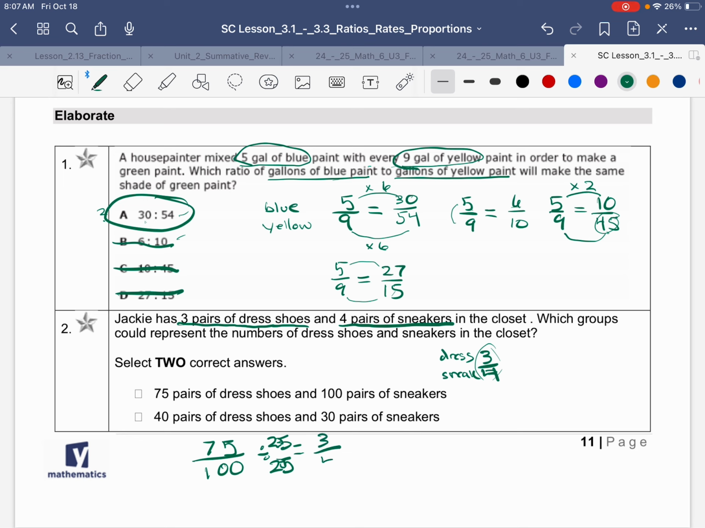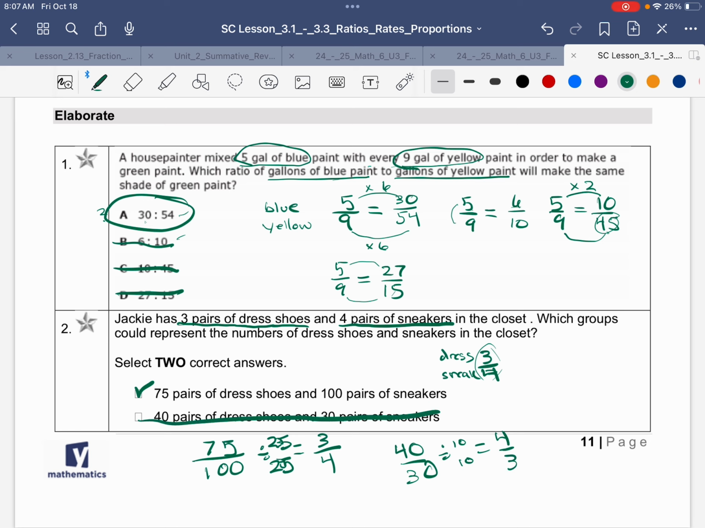100 divided by 25 is 4. So this one is one of your correct answers. Now let's try 40 over 30. I can already tell that this isn't going to be accurate because it's improper and this one's proper, but we can do it. Divided by 10, divided by 10 is going to give us 4 over 3. So that is not correct.